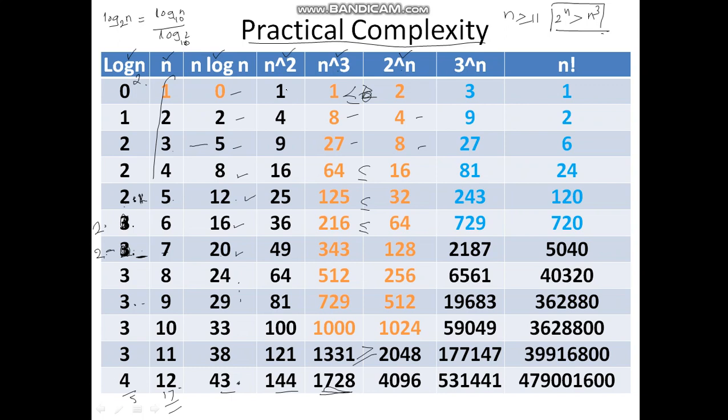Similarly, we can compare n square and 2 raised to n. Here it is 1, here it is 2, here it is 4, 9, 8. So here the growth of n square is higher as compared to 2 raised to n. But after 4, you can see these two values, 2 raised to n is growing very much quickly.